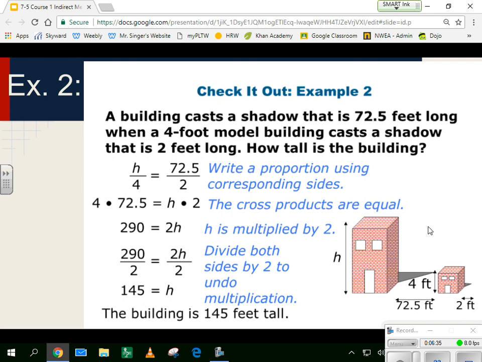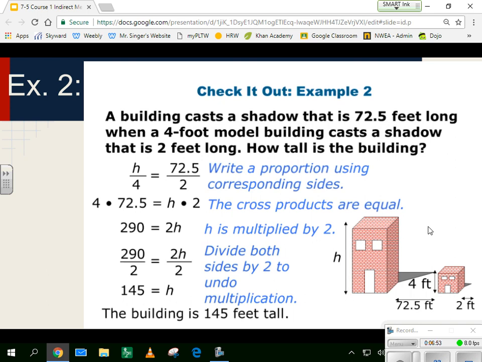So here's another example for you to look at. It says a building casts a shadow that's 72.5 feet long. If you had a 4-foot model of the building, which I don't know why you would, but if you did, and you see that it's 2 feet long with its shadow, how can you go ahead and find out the height of the building?